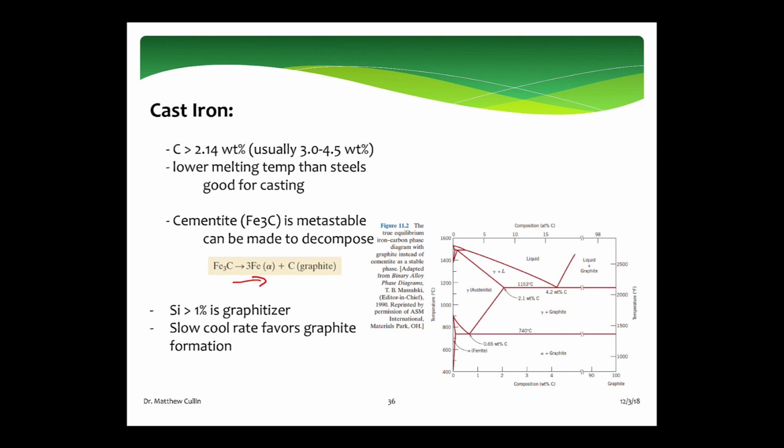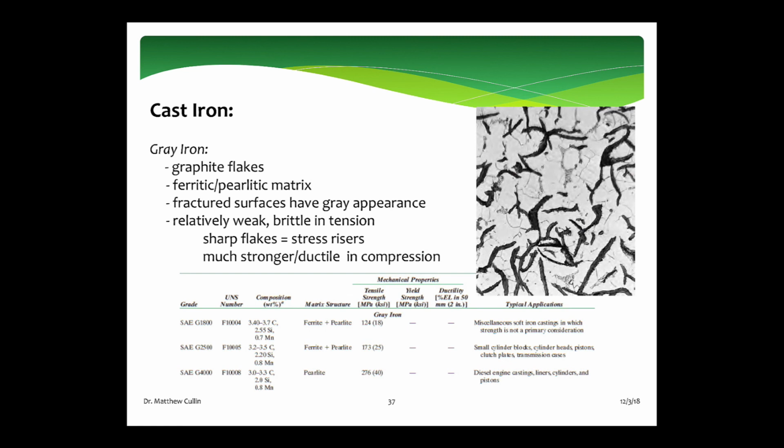This is one of the reasons why, especially with high carbon steels, a lot of times they're very particular about limiting the amount of silicon in there. Because if you want your carbon to form iron carbide and you don't want to form graphite, then you've got to be careful how much silicon you put in there. The slower we cool, the more we're going to favor graphite formation as well. But if you add enough silicon, since it is a graphitizer, you're going to form graphite instead of iron carbide. So, different types of cast iron.